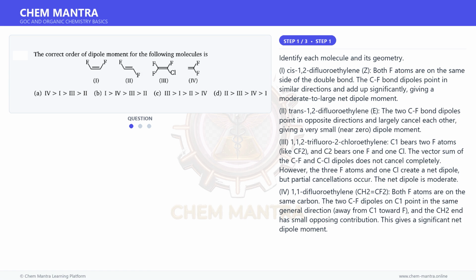4. 1,1-difluoroethylene, CH2=CF2. Both F atoms are on the same carbon. The two C-F dipoles on C1 point in the same general direction, away from C1 toward F, and the CH2 end has a small opposing contribution. This gives a significant net dipole moment.